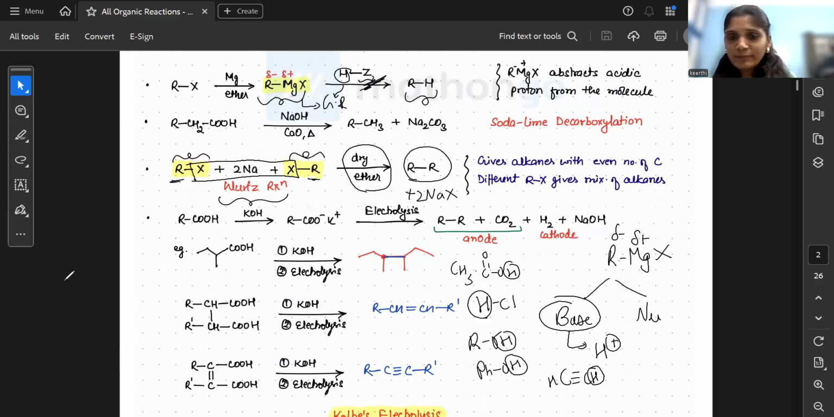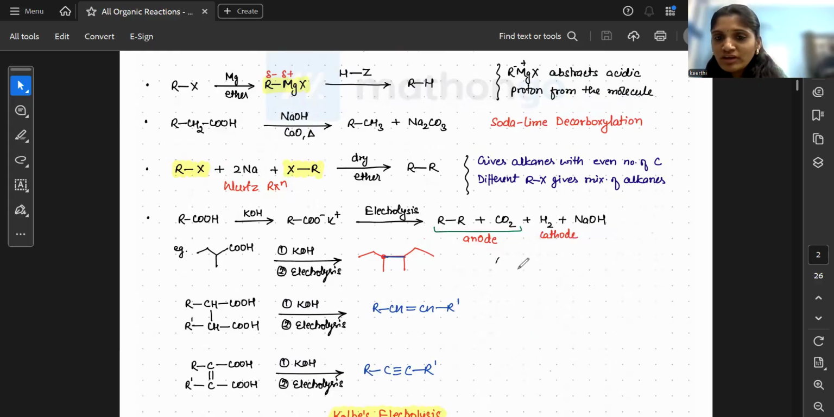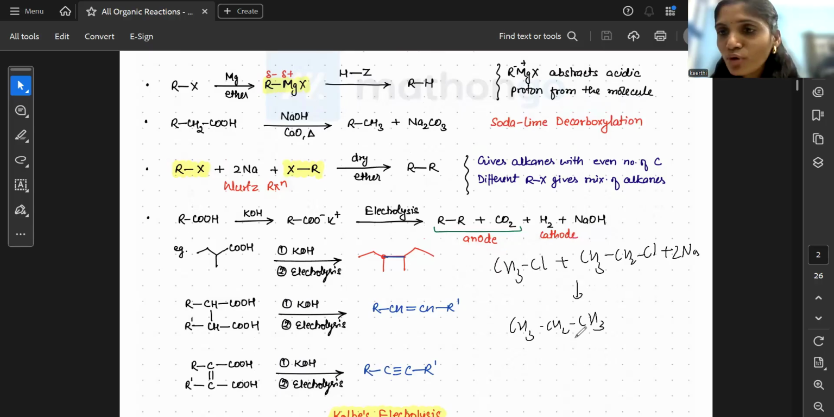Ma'am, what if I take CH3Cl here plus CH3CH2Cl, means different kinds of alkyl halides? Then will I not get CH3CH2CH3, and this alkane has an odd number of carbons? You should be getting that doubt. You can do this reaction.